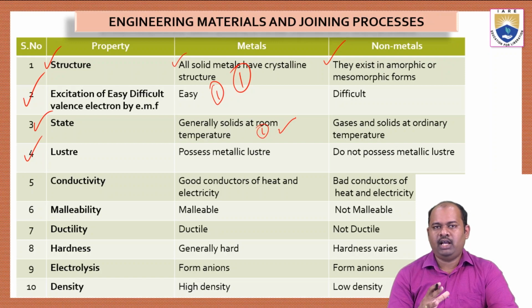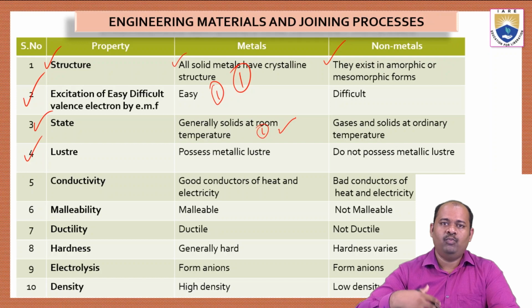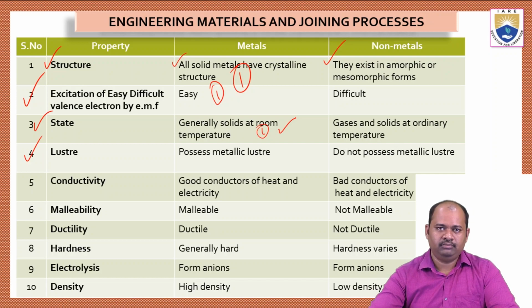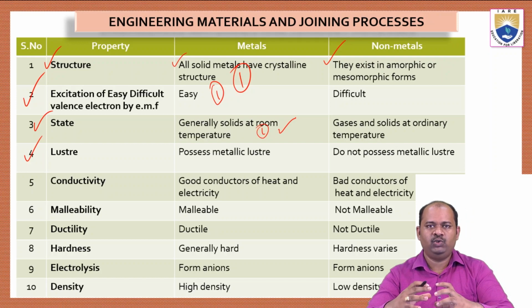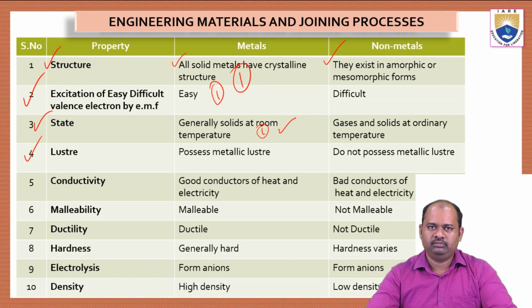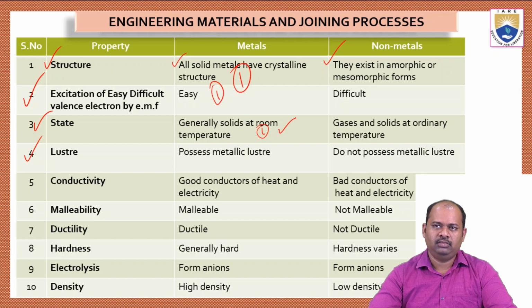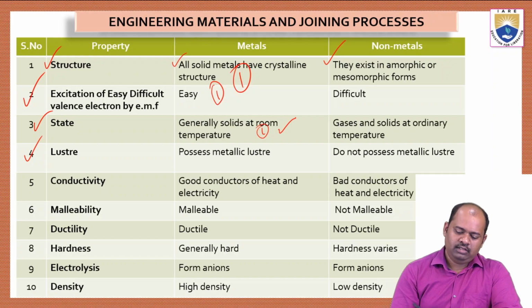So it is defined as a property of a metal which will help the metal to be modified or molded, so it can be converted into other shapes. Any metal can be converted into other shapes by simply heating and applying some pressure. But non-metals may not have this property. They do not have a metallic luster. So this is another point for metals.